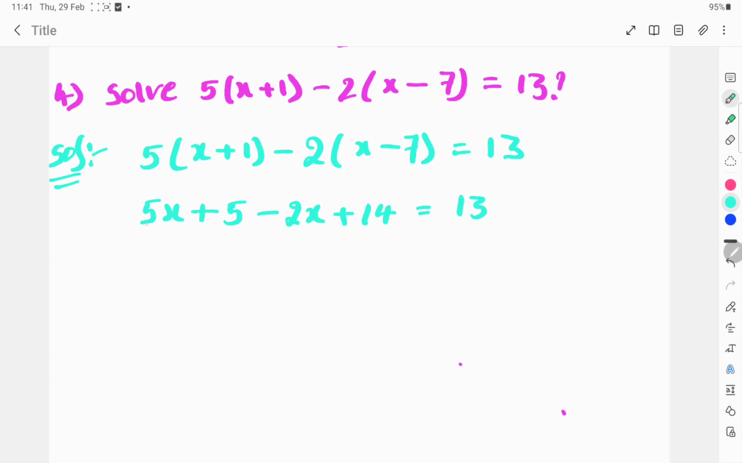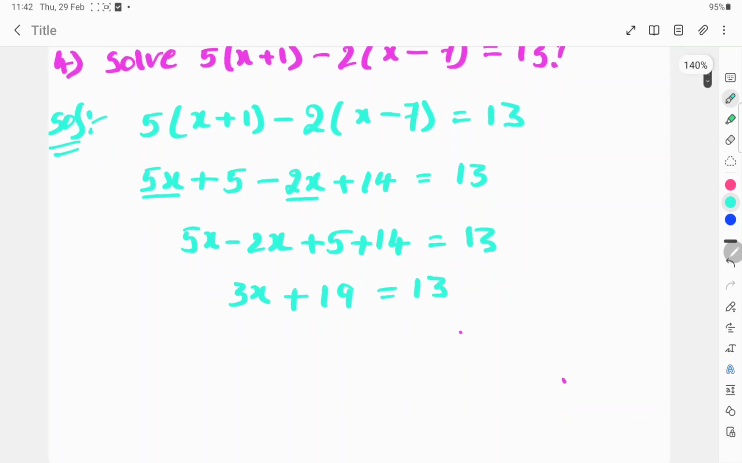Okay. Next. Here 5x and minus 2x, 5x minus 2x is 3x, plus 5 plus 14 is 19, is equal to 13.